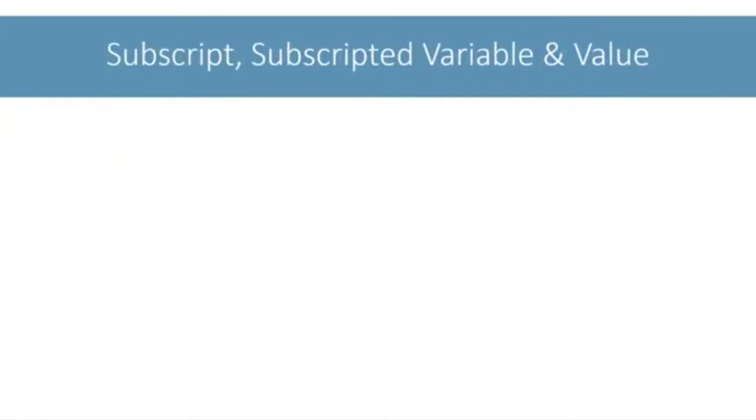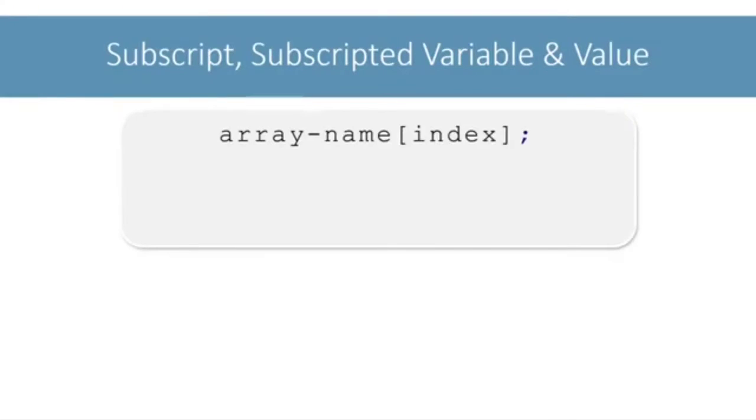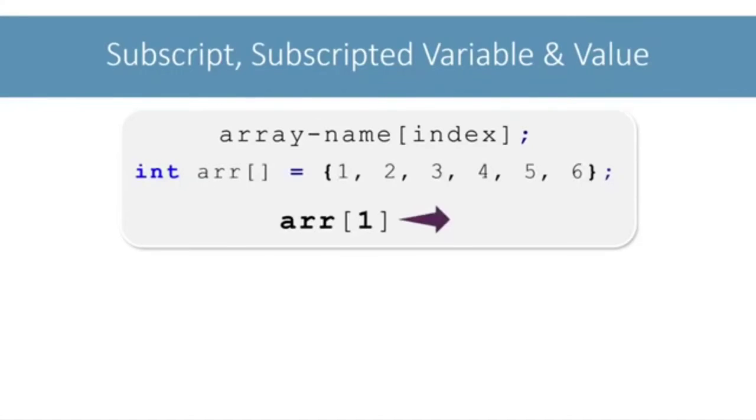We learned that we can access an individual element of an array using this syntax. For example, we can access the second element of this array like this. ARR[1] will give 2, the second element of the array. Here, this 1 inside the square brackets is called the subscript.